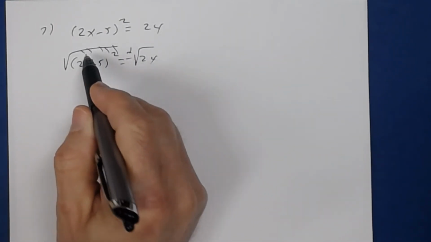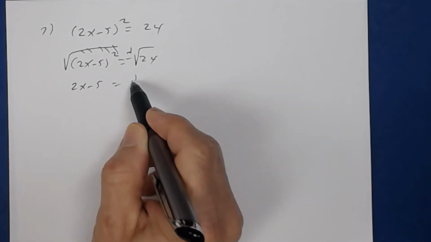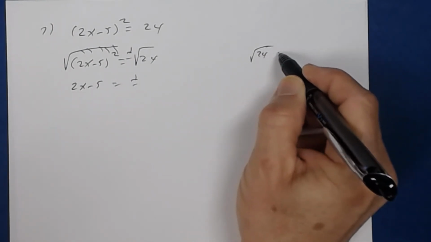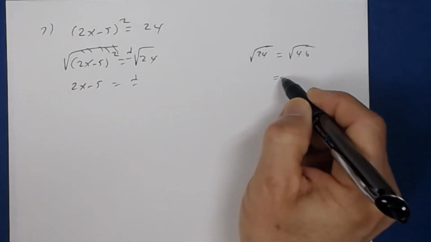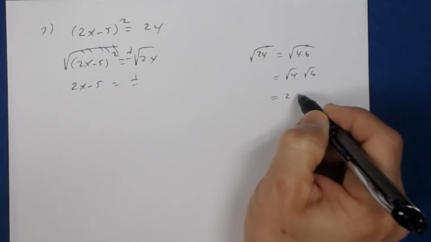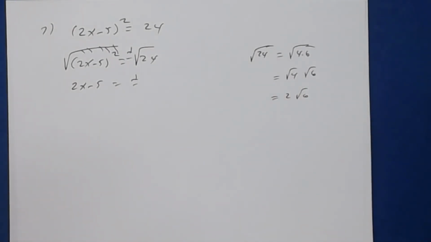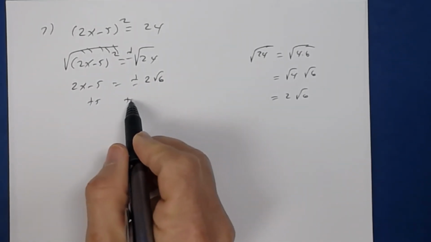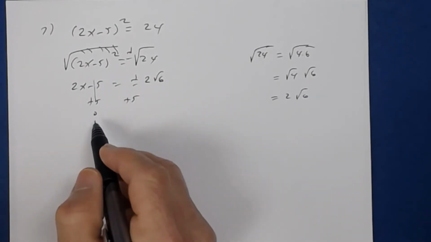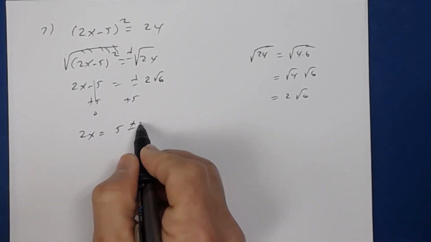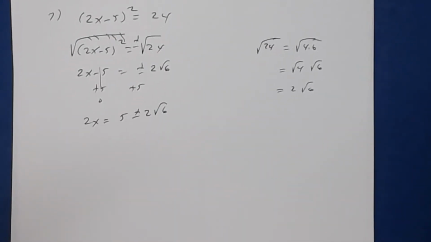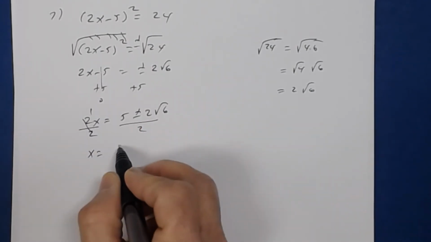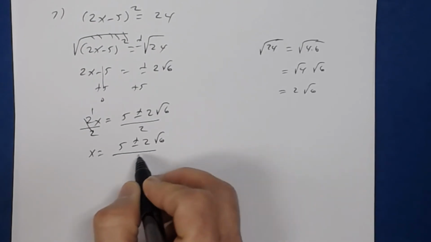So the square and the square root undo each other, so I get 2x minus 5 equals plus or minus. Now, I can simplify the square root of 24, because the square root of 24 is going to be the square root of 4 times 6. So the square root of 4 times the square root of 6, so that's 2 square root of 6, right? And so this becomes 2 square root of 6 right here. Now go ahead and add 5 to both sides. Combine like terms, I get 2x equal 5 plus or minus 2 square root of 6. And then dividing by 2, I get x equals 5 plus or minus 2 square root of 6 over 2.